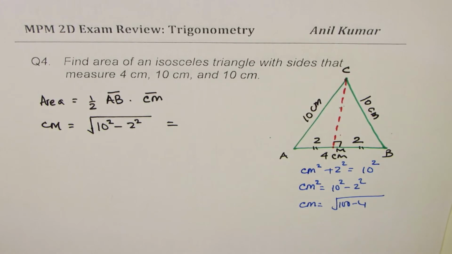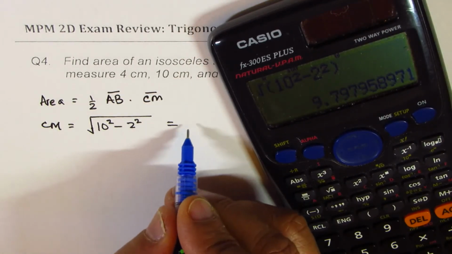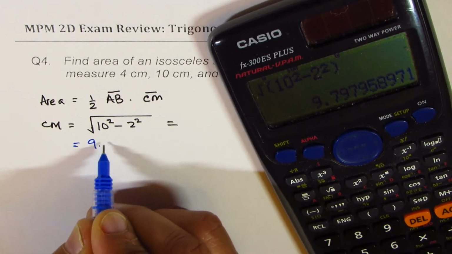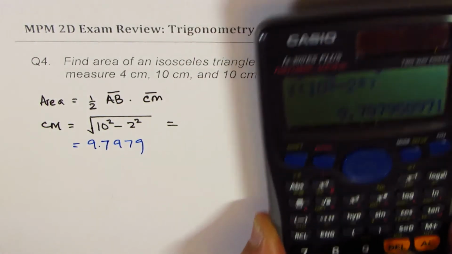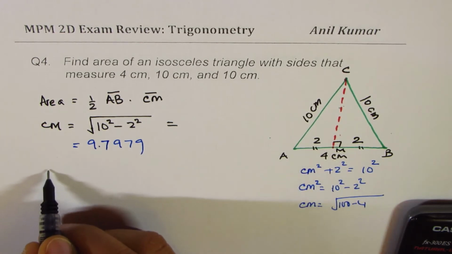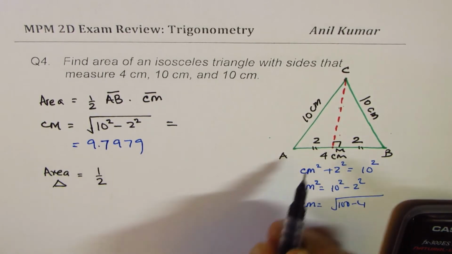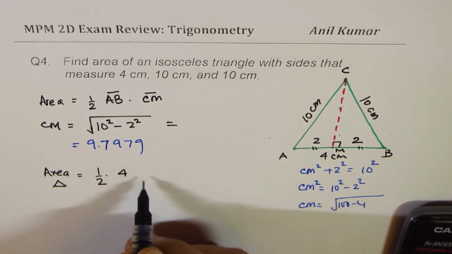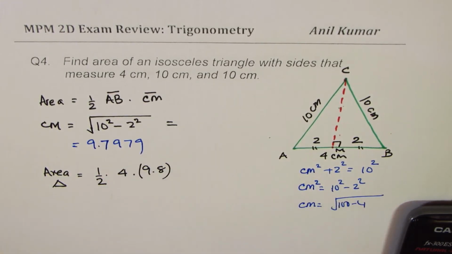So let's calculate this. So we have the square root of 10 squared minus 2 squared, bracket close, equals 9.7979. Okay, we have it in the calculator, so it's easy now. So what's the area of the triangle? The area of the triangle is half of AB, which is 4, times, let's call this 9.8. Is it okay? And just calculate.